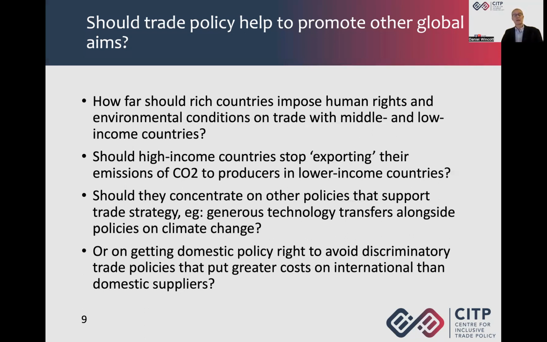Also, if high-income countries focus on getting domestic policy right, they can improve the coherence of policy across trade policy and what they're doing at home to achieve the objectives they want to get to. And that can prevent them putting greater costs on international suppliers than domestic suppliers, which is an example of discriminatory effect of trade policies.